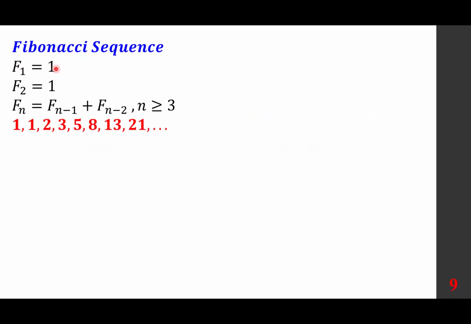So if F1 is 1, F2 is 1, then the next one is the sum of those two, which is 2. The next one is the sum of those two, which is 3, and so forth. So in general, we're going to write F sub n is F sub n minus 1 plus F sub n minus 2, meaning if you want a term, find the previous two terms and add them up. This is true for n larger than or equal to 3. So can anybody tell me what would be the next term here?